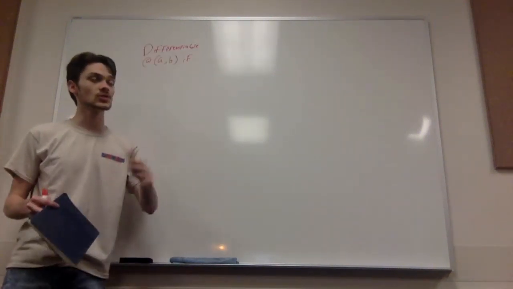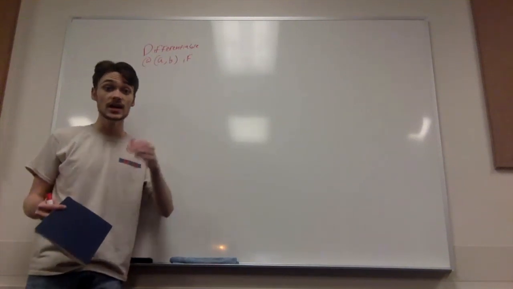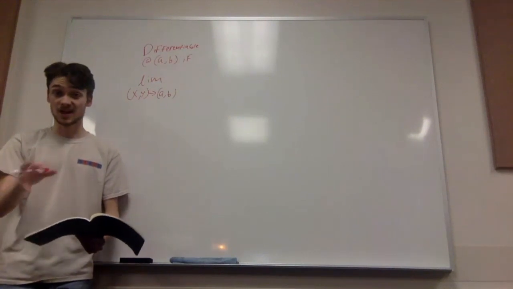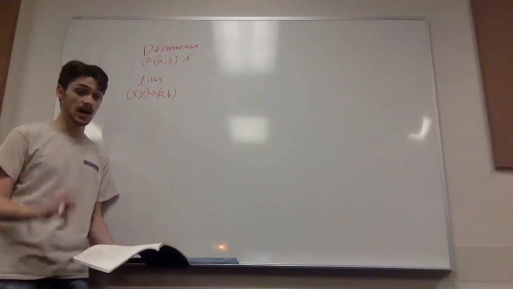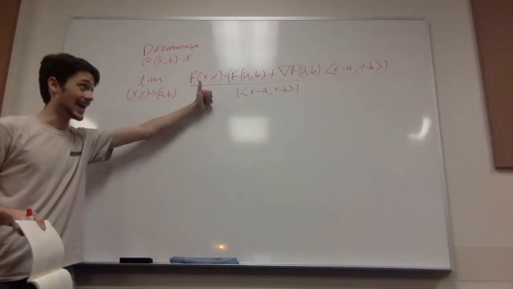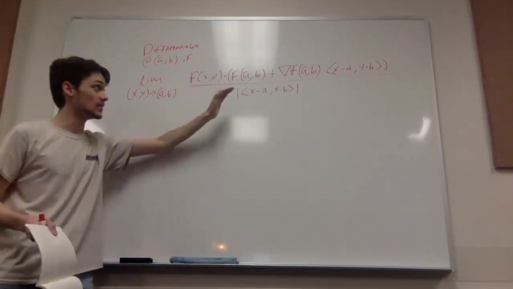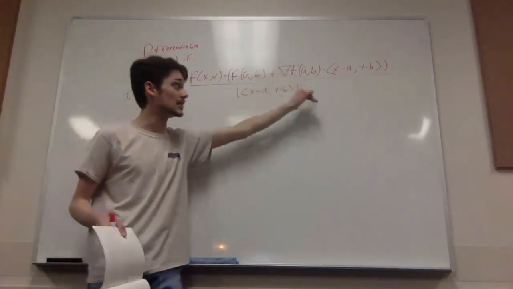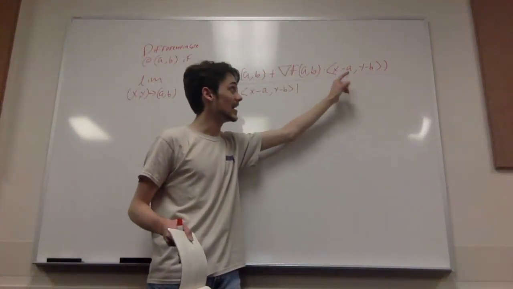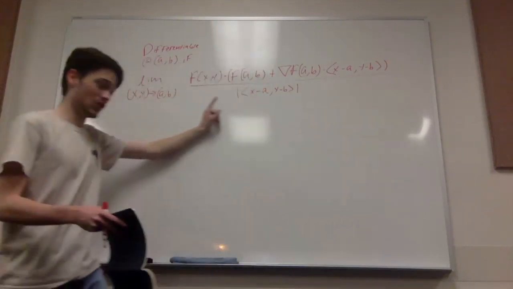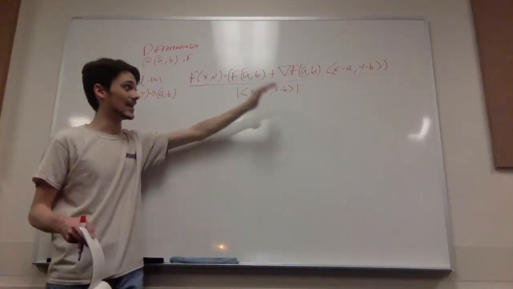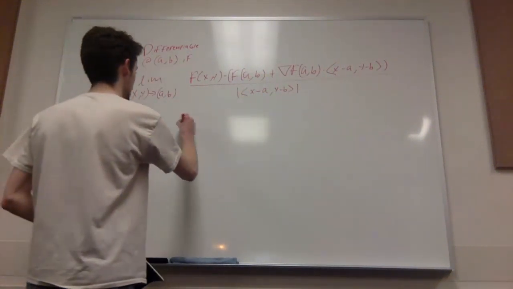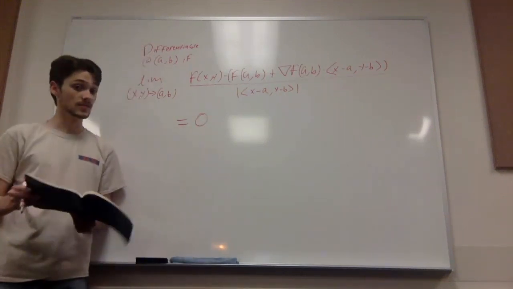There is a certain equation that our multivariable function needs to fulfill if it is going to be differentiable at a certain point AB. We take the limit as x comma y approaches that point AB of this function. F of x comma y minus the quantity of f of a comma b plus grad f ab dotted with x minus a comma y minus b all over the absolute value of x minus a comma y minus b. And then this is all equal to 0.